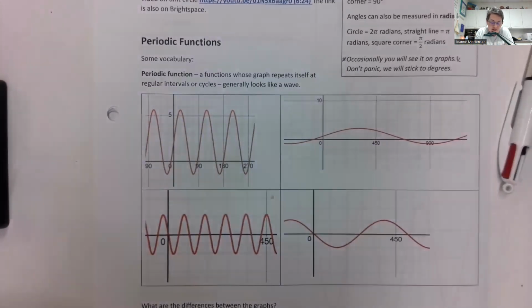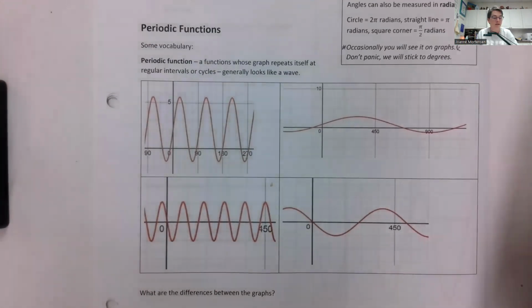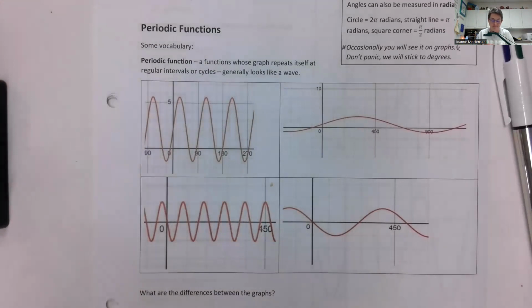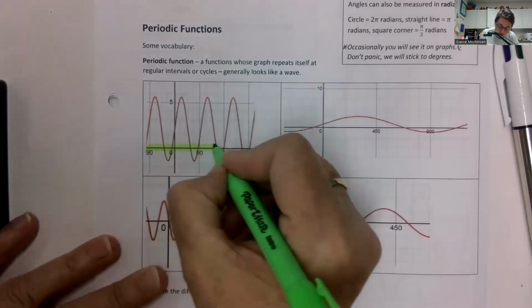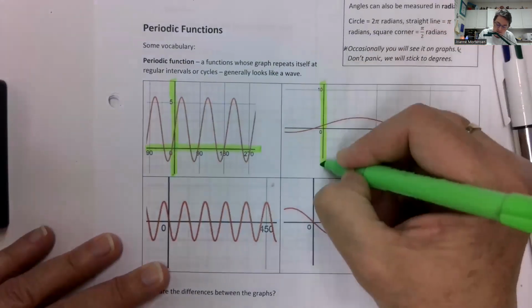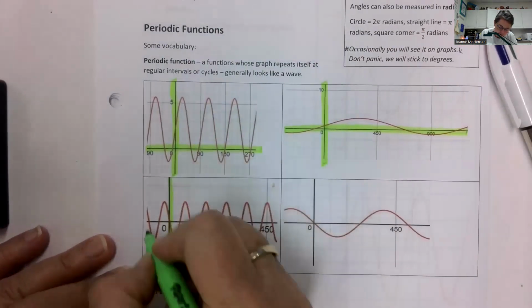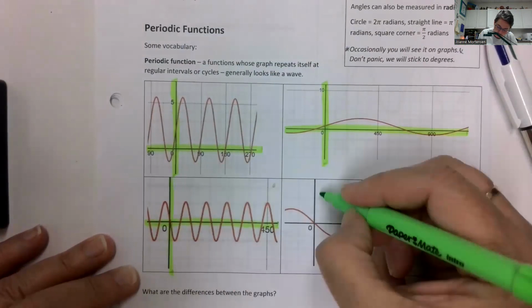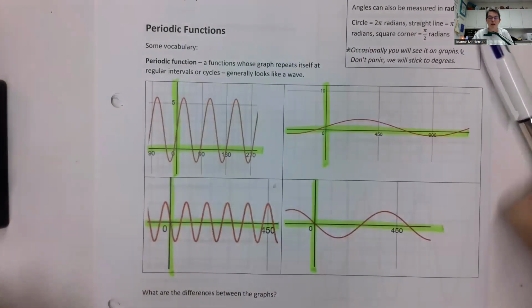All right, so first of all, a periodic function is a function whose graph repeats itself at regular intervals or cycles. And yeah, it looks like a wave. You should have this. It should be colored. You know, the one thing that you could do, and what I try and do all the time, it just makes my life simpler, is on pretty much any graph I have to analyze in this chapter, I highlight the axes. And it takes, you know, not very long.